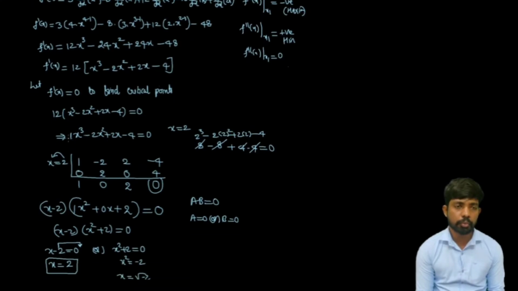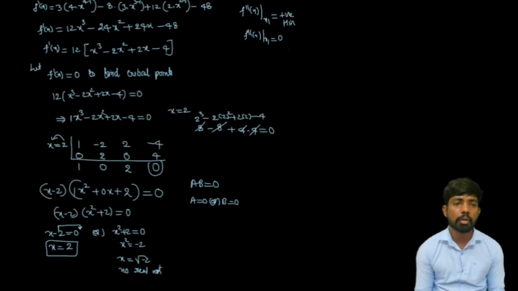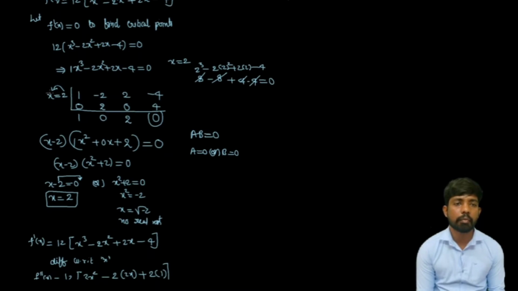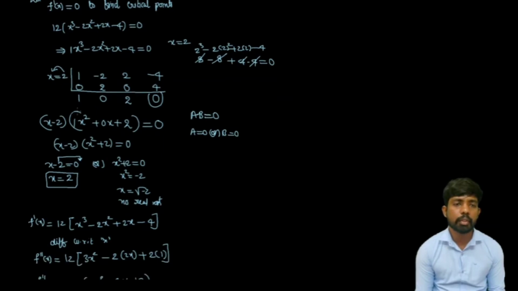So consider the x cube coefficient, x square coefficient, x coefficient, and constant. I consider using the Horner method. We found one root and reduced the cubic equation into a quadratic equation, and from there x square plus 2 gives complex roots. That's the reason we are not considering this. And we consider x equals 2, therefore f dash of x is the differentiation of the function.